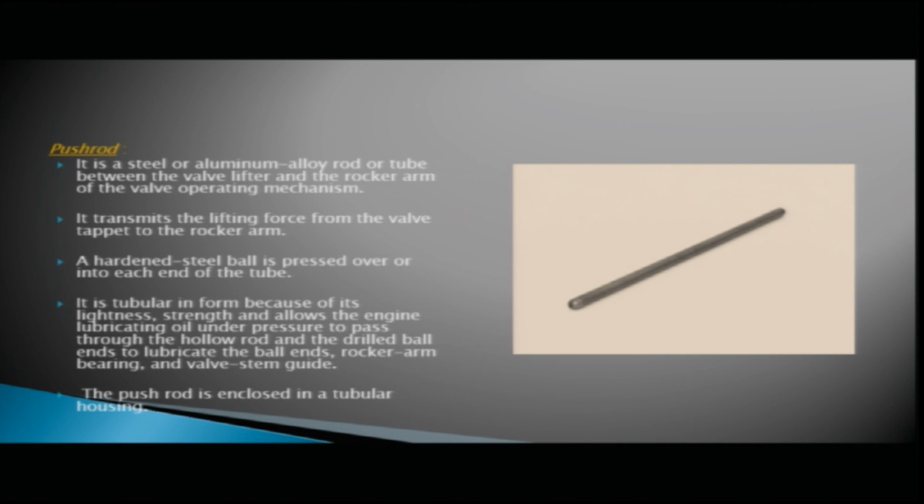A hardened steel ball, as you can see here, is pressed over or into each end of the tube. It is tubular in form because of its lightness and strength, and it allows the engine lubricating oil under pressure to pass through the hollow rod and the drilled ball ends to lubricate the ball ends, rocker arm bearing and valve stem guide. So, this push rod is tubular in form because of its lightness and strength, and it allows the engine lubricating oil under pressure to pass through the hollow tube. The push rod is enclosed in a tubular housing.